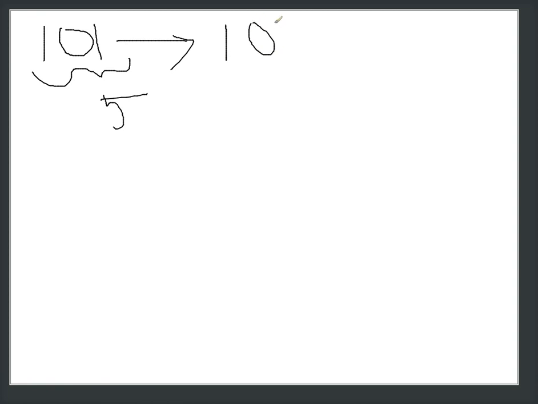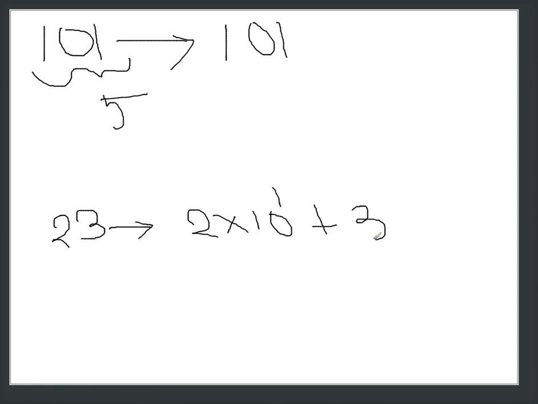So let's say I have 101. In order to convert this, we already know that this is actually 5, but we have to know how the actual conversion works. As we have seen in our decimal system, 23 is actually 2 into 10 raised to 1 plus 3 into 10 raised to 0, right?